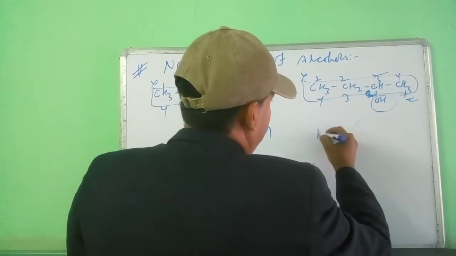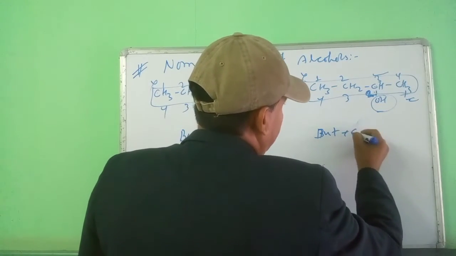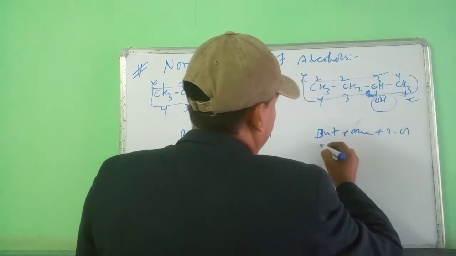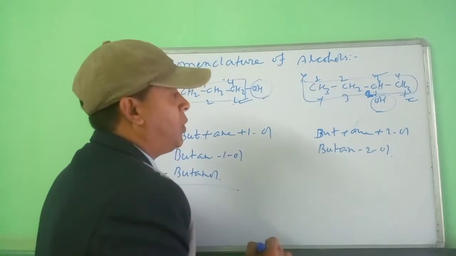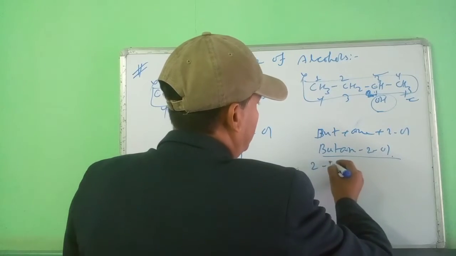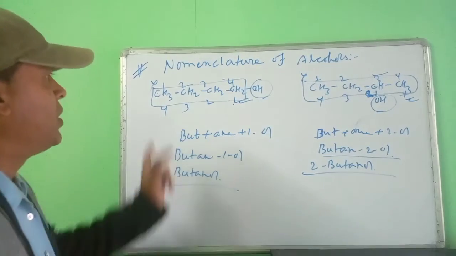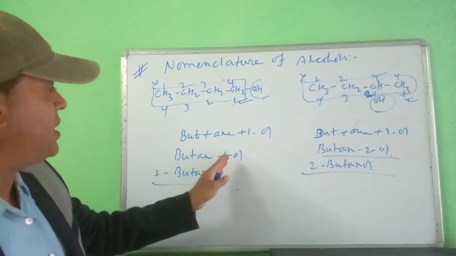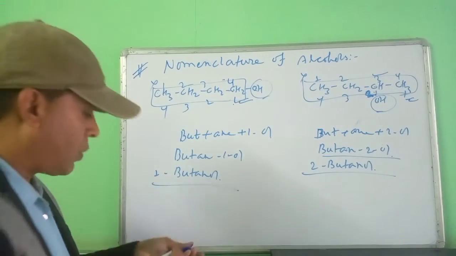Now again you write but as the word root, plus an and e, plus ol. The position of ol is 2. Finally, butane 2-ol, butane dash 2 dash ol, or 2-butanol. This is the IUPAC name. Here the number of carbons and the functional group are the same, only the position is different. This way you can write the IUPAC name in the case of alcohol.